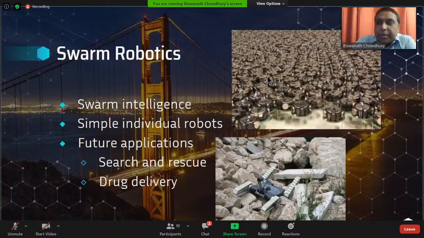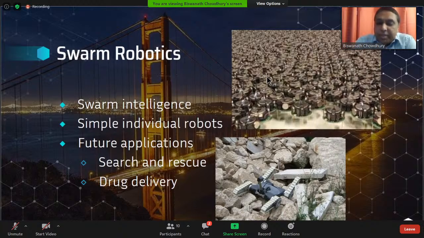Another new field which is showing a lot of promise is swarm robotics. Here, multiple robots work together to achieve a common goal. Each robot can perform only simple behavior, but the swarm is able to communicate and work together. And this creates surprising and powerful new abilities.